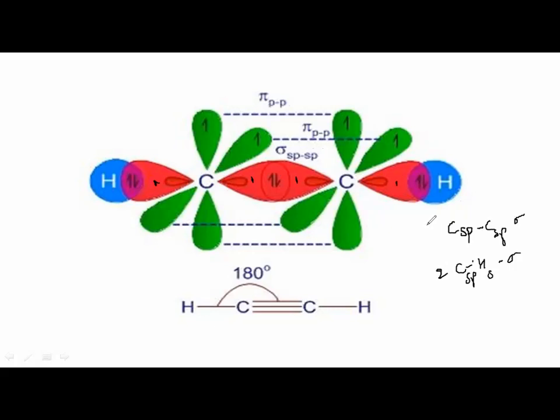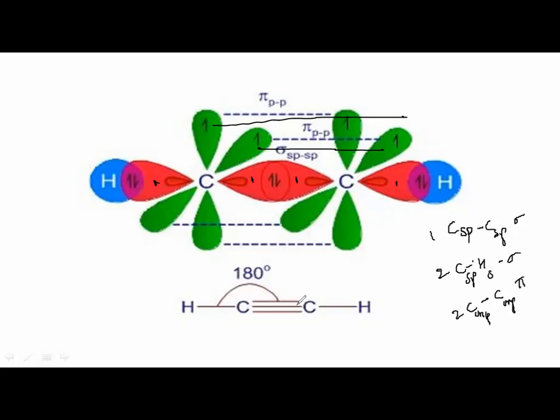How many? Two. Now each carbon, can you see these green parts? They have two unhybridized p orbitals. This is one, this is another, which are parallel to each other. So these two are parallel to each other and these two are parallel to each other. So they will overlap laterally: a carbon unhybridized p orbital will overlap with the other carbon's unhybridized p orbital to form how many? To form two pi bonds.